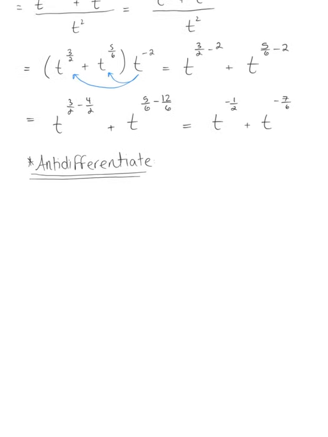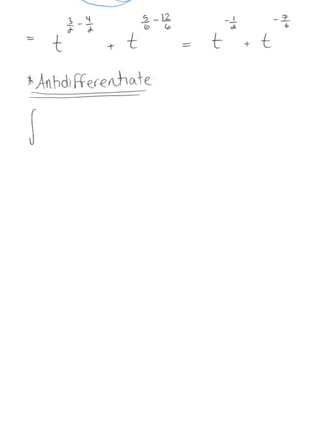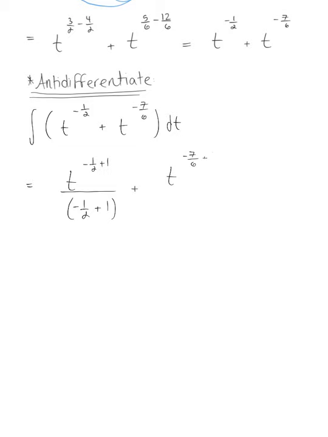So we'll give ourselves plenty of room. So we have the antiderivative, or the integral of t to the -1/2 plus t to the -7/6 dt, and we're applying that power rule here. So this will become t to the -1/2 plus 1, all divided by -1/2 plus 1, plus t to the -7/6 plus 1, all over -7/6 plus 1, plus that arbitrary constant c.